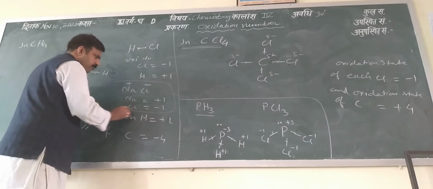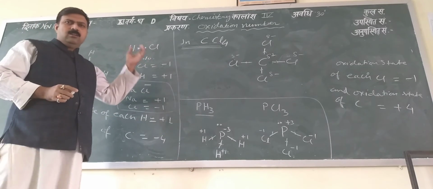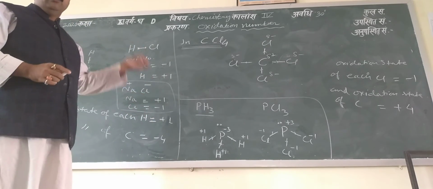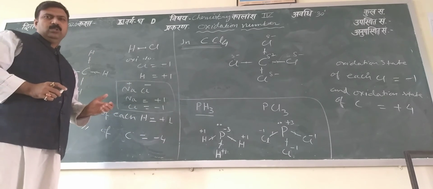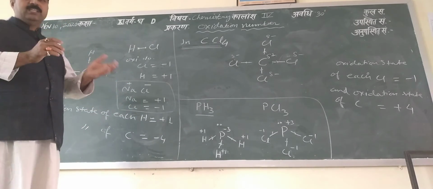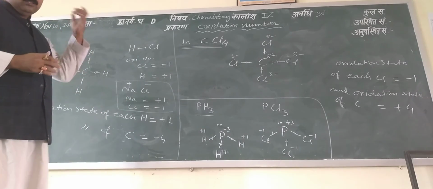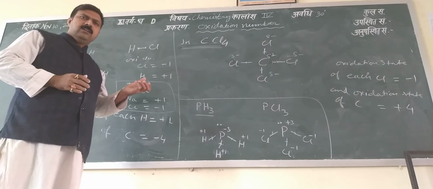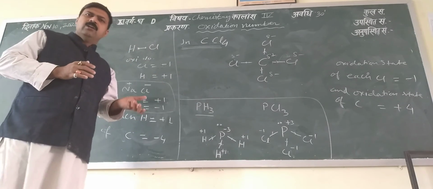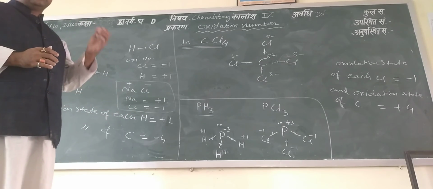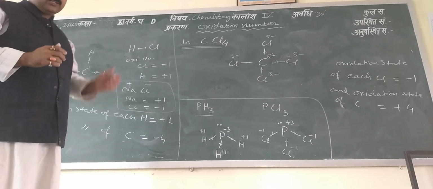Similarly, the oxidation number may be positive, negative, or fractional, but valency is always positive. Valency cannot be fractional, but oxidation number can be positive, negative or fractional. Is it clear?